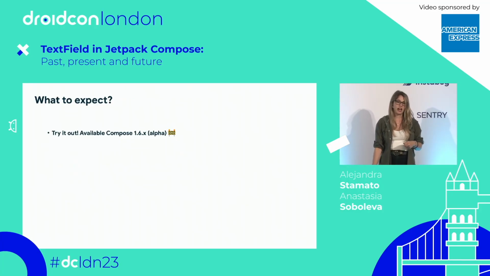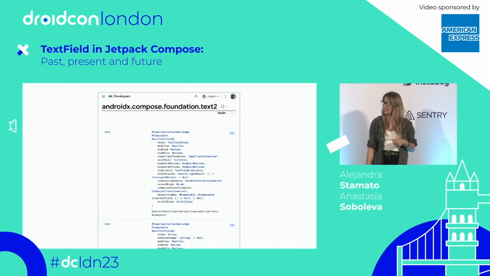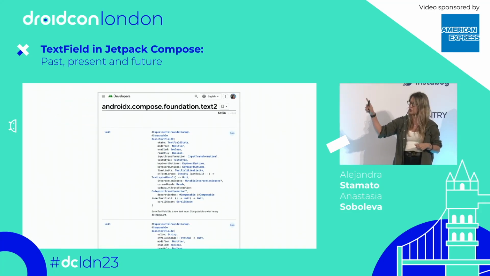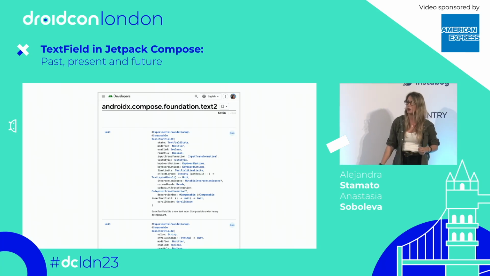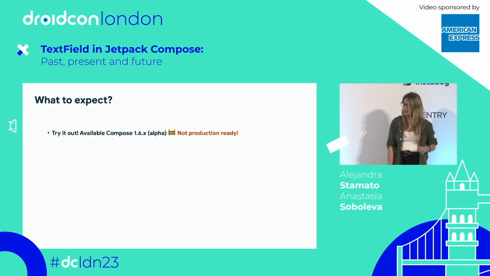What we expect, you can try it out right now. This is available in Compose 1.6, as we said. It's under construction. It's in a separate package called text2, so it's clearly identified. The plan is that it's not going to be called basic text field 2 or be in this package once everything is stabilized. So try it out. Just remember, it's not production ready yet.